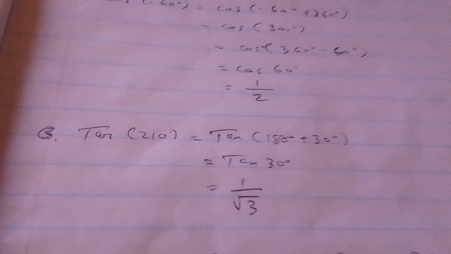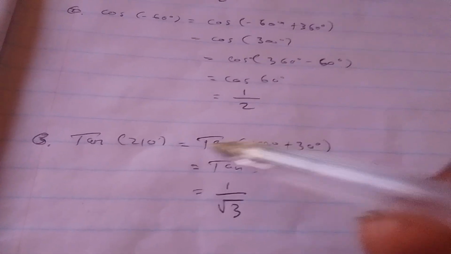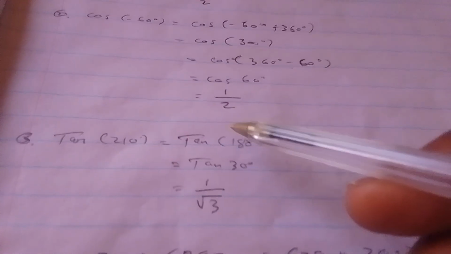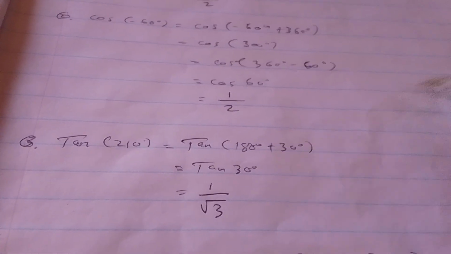So then we have tan of 210. It's equal to tan. We're going to look for the angles that make 210. So we have tan of 180 plus 30.